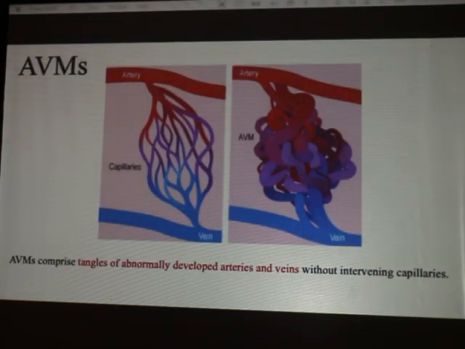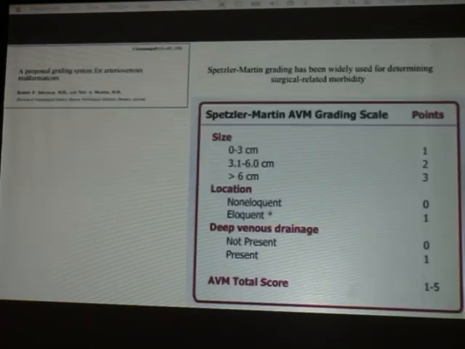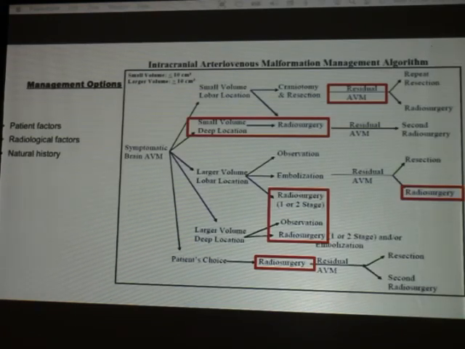Another important indication is AVM, in which there are abnormally developed arteries and veins with capillaries, and these are the presenting symptoms of AVM, and normally we use the Spetzler-Martin grading for grading this AVM. And where does radiosurgery come into the management of AVM? If the patient has a small volume lobar location, then you do the surgery. If it is operable, then residual AVM can be taken care of with radiosurgery.